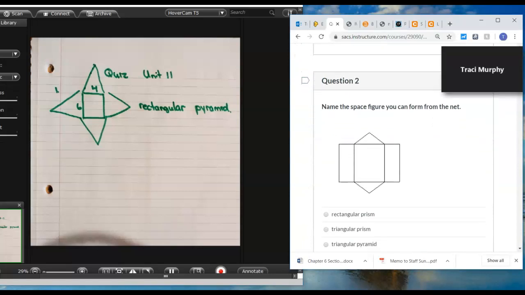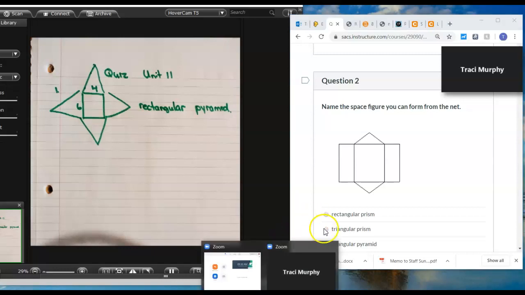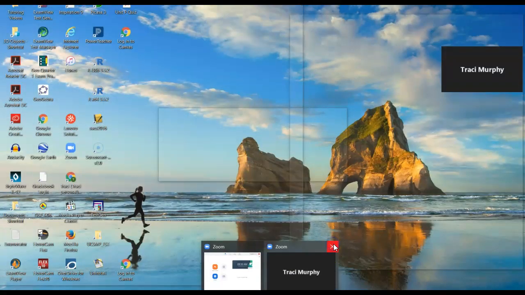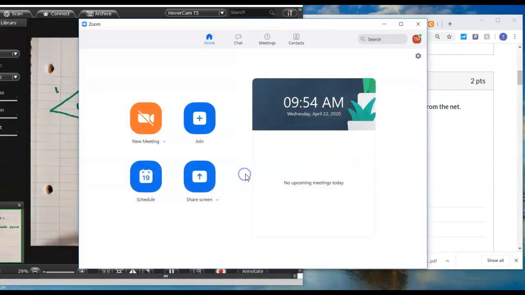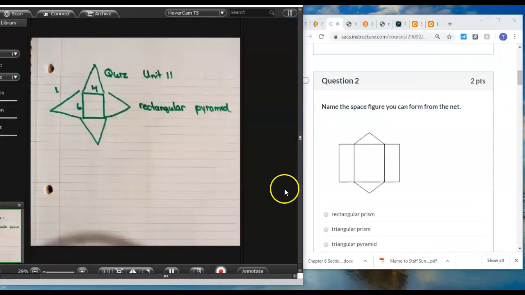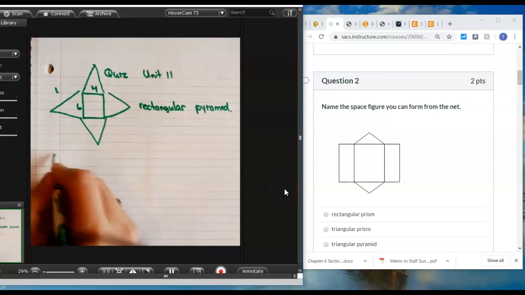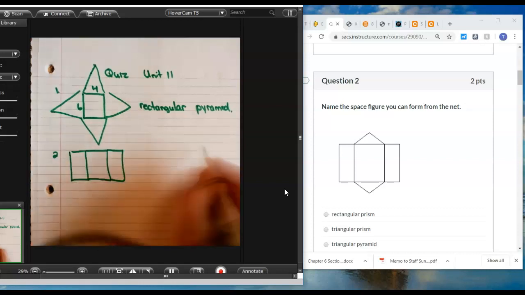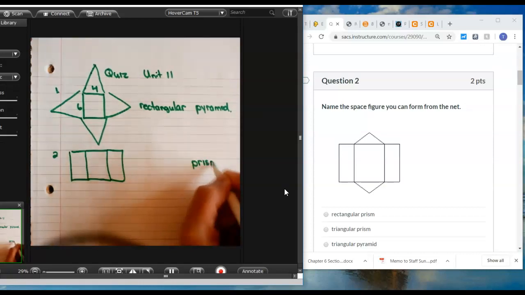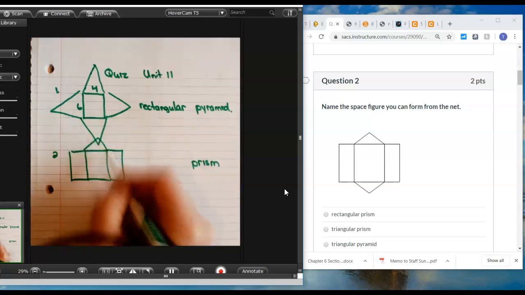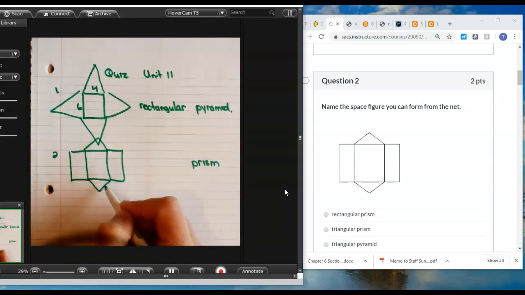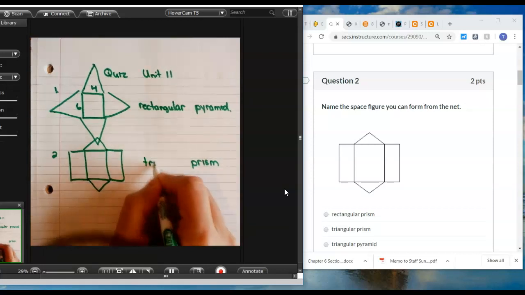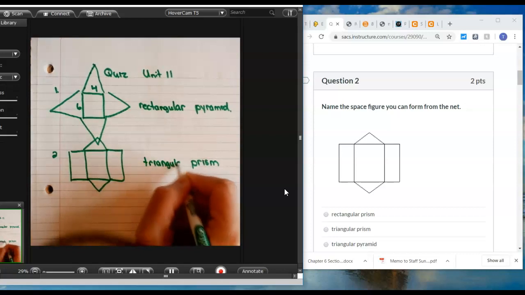Okay, going on to the next one, it says again, name the space figure from here. Sorry, I had a Zoom meeting. Let's get onto that. Okay, so if I take a look at this one, each one of these faces here are rectangles. So that means I quickly know this is going to be a prism. And then I'm looking at the top and the bottom figures, which are here and here. Notice when you fold them, they're congruent and they're parallel to one another. So this would be a triangular prism.